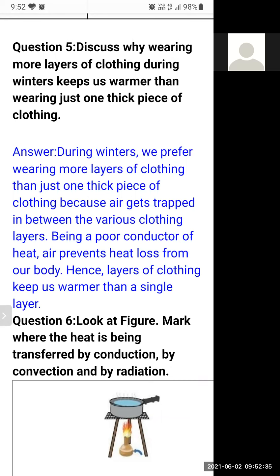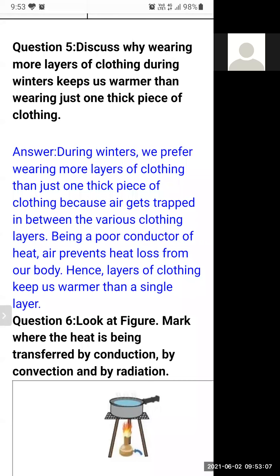Because with as many layers as we wear, there will be a gap between each layer and air will fill in between these layers. And as we know that air is a poor conductor of heat, that air will not allow our body heat to go outside. If our body heat does not go outside, we will feel warm. That is why we wear more layers of clothing during winter.